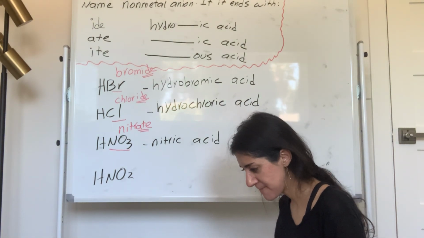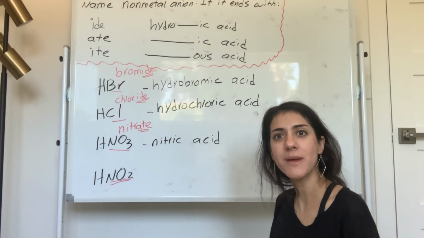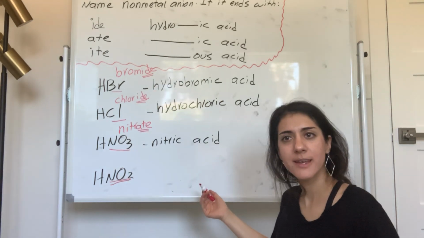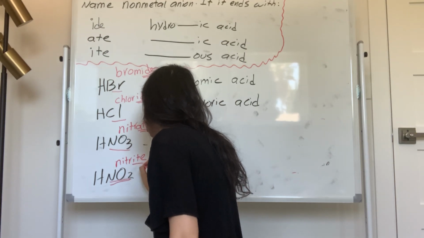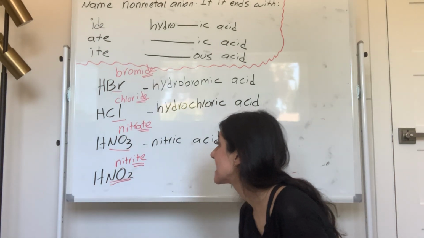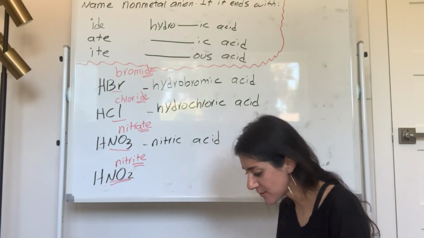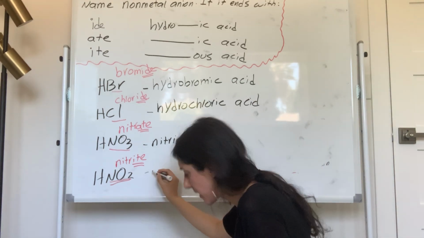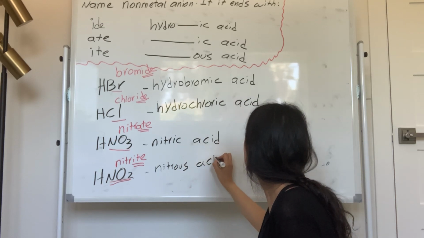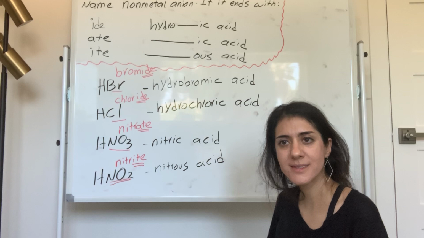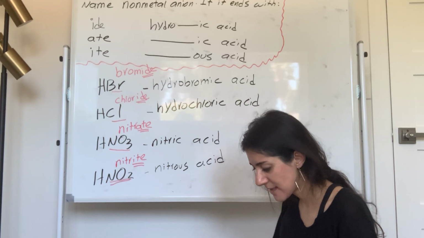Okay, ready for the next one? Next one is HNO2. What is NO2? Polyatomic ion. Which one is it? Nitrite. We said when you have one less oxygen, it becomes ite. So, nitrite. So it ends with ite. If I end with ite, I become ous acid. So what is this one? This one would be nitrous acid. You guys are following me so far? Okay. This one would be nitrous acid.